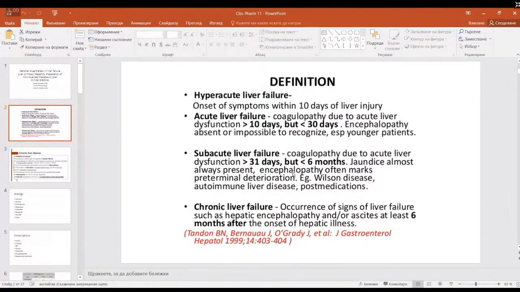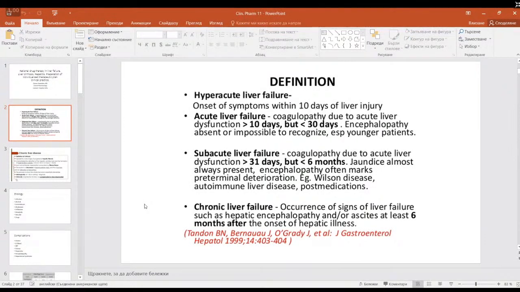And some examples of conditions that lead to subacute liver failure are, for example, Wilson disease. Autoimmune liver diseases like autoimmune hepatitis can be one such example. And also some drugs can cause subacute liver failure, like paracetamol is one such drug, but paracetamol usually causes liver failure that is acute, not subacute.